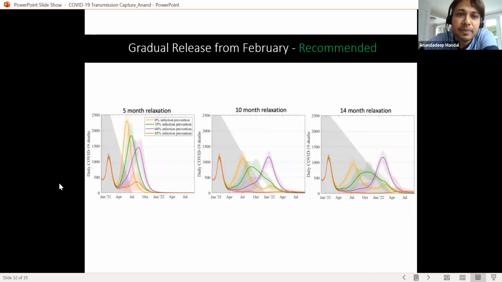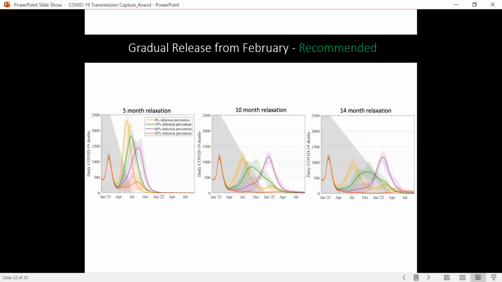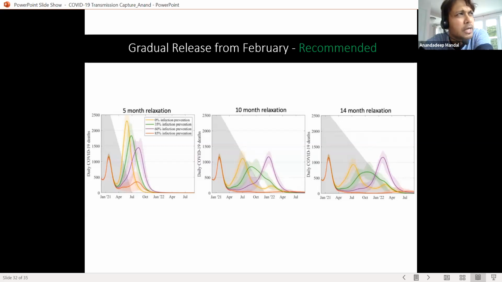So this is what we recommended: gradual release from Feb. The shaded portion is a gradual release. So you start relaxing, a 14-month relaxation time. If you release gradually from Feb, which is happening, and as you might know we have again extended it to 4 weeks. Because of gradual release, which we recommended, which was rightly considered and recommended by all groups, Imperial Group also said that we could keep the NHS in a very, very healthy state right now. And yeah, that is what is happening.